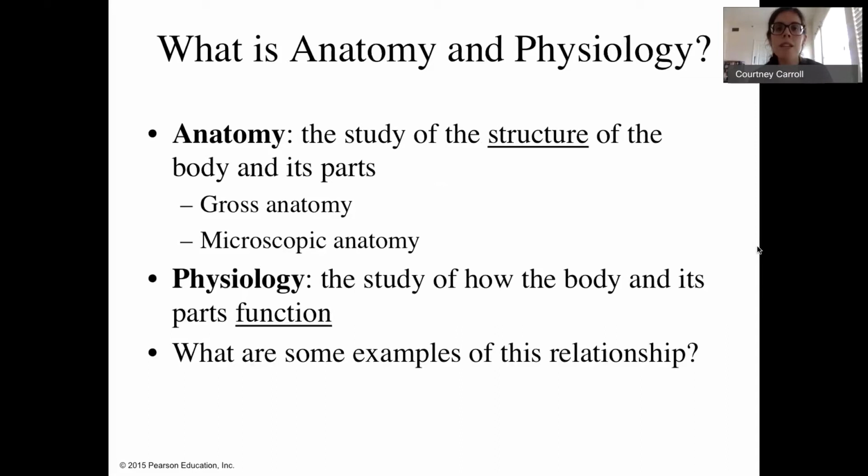So anatomy is the study of the structure of the body and its parts. And it can be gross anatomy, this is the anatomy that you can see with your eye, or it can be microscopic anatomy, where you use a microscope to zoom in. Physiology, on the other hand, is the study of how the body and its parts function, what it does. So I want you to pause this video if you're watching it and try to think of some examples of the relationship between anatomy and physiology, of the relationship between structure and function, because it's one of the overarching themes of this course.